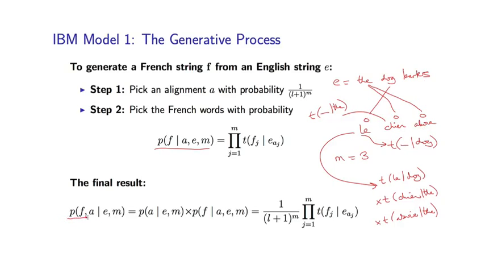The final result is a model of the following form. We have the conditional probability of f and a given e, m. We have a product of 2 terms. Firstly, p of a given e, m. Secondly, f given a, e, m. That's just an application of the chain rule. And given this particular form for IBM Model 1, the final expression is the following. This corresponds to the uniform probability of alignments. This corresponds to picking each French word based just on the English word which we're aligned to.